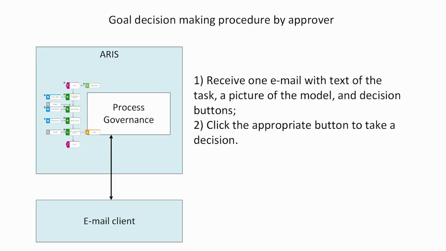An email task differs from a standard user task in that all the necessary information is already included in the email, such as a task description, a picture of the model, and buttons for decision making. After receiving an email task, the user views the ARIS content in the email and clicks one of the buttons there. These actions are already sufficient for the APG process to register the user's response and proceed further.